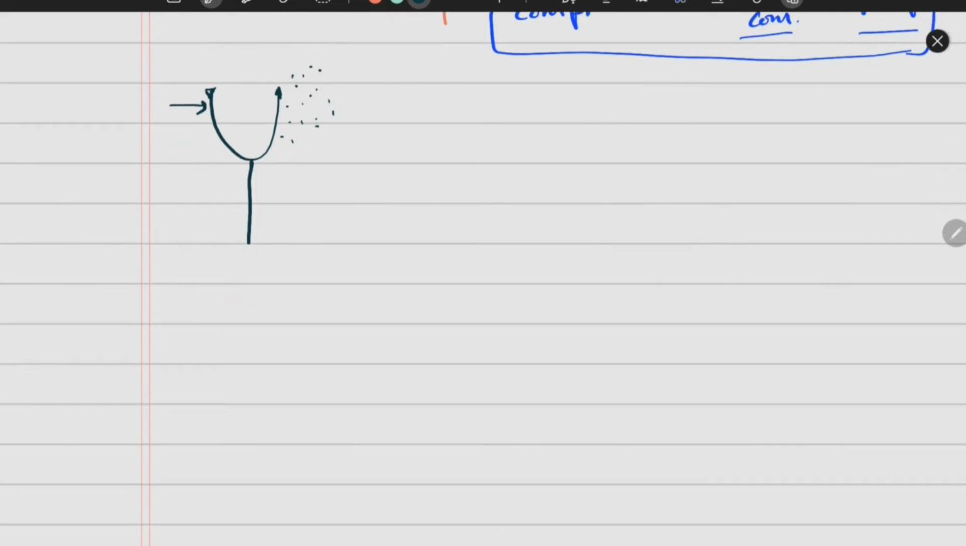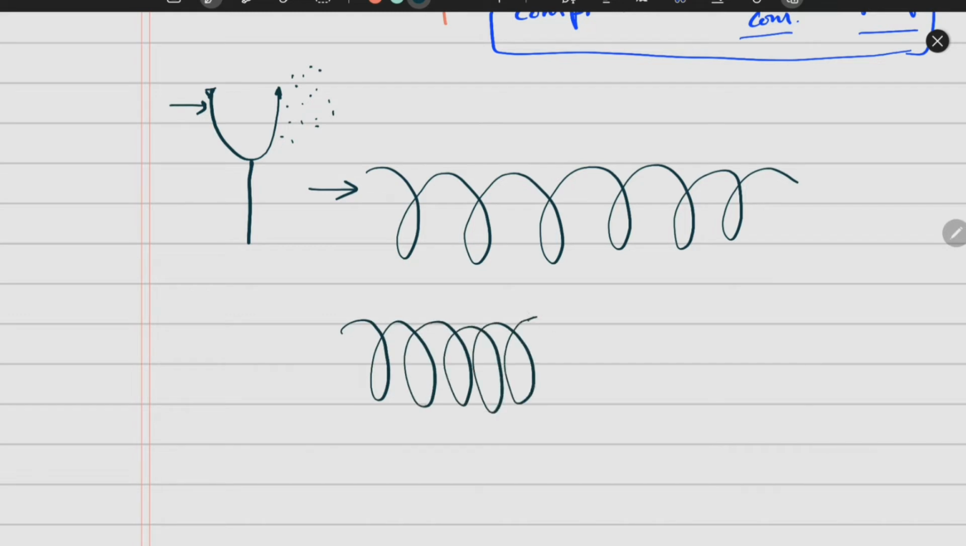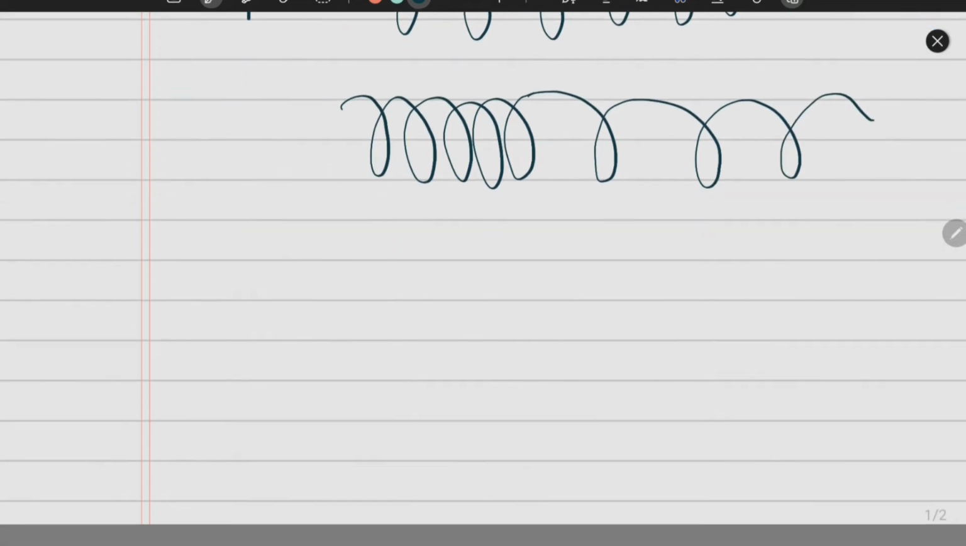What about the spring? Okay, so a spring is like this, and you push it in this direction. What is the equation, what does it look like then after the pressure? Compression, then rarefaction. Let me draw here.